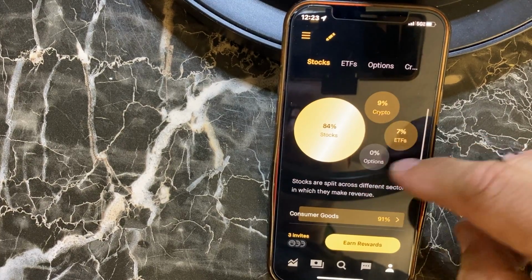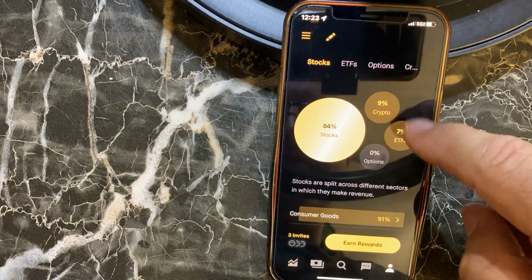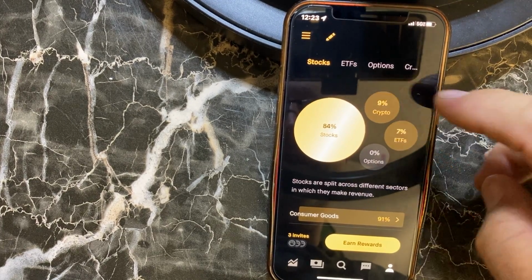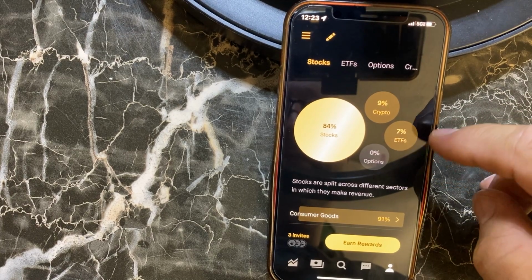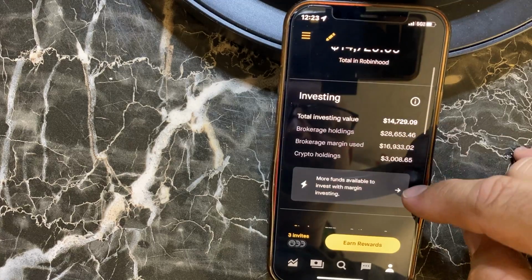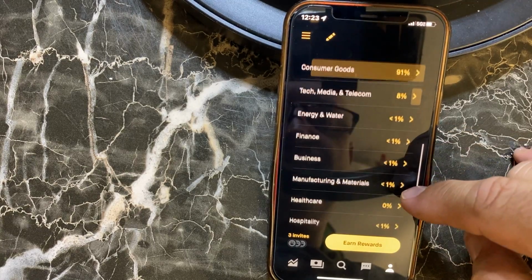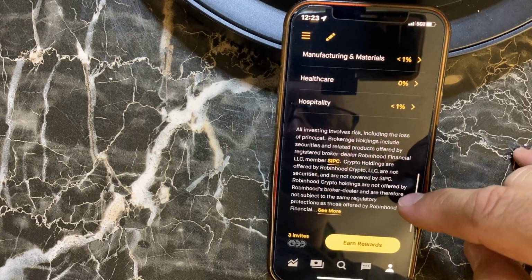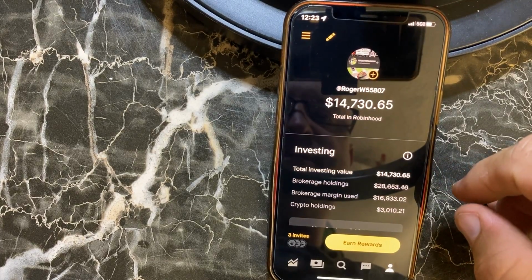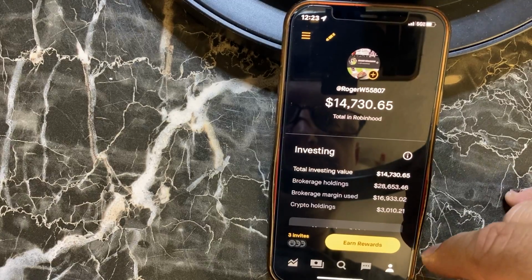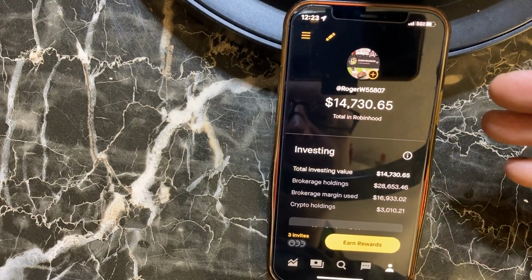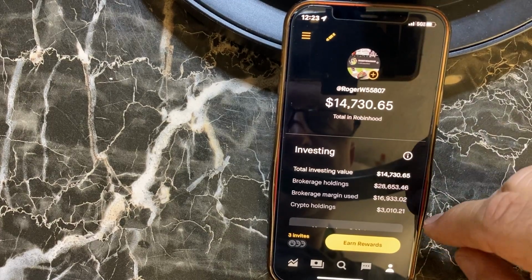And then it shows you what percentage of all your holdings. Like I have most of my investment in Tesla. I only have 9% in crypto and 7% in ETFs. And then it just breaks it down more and more if you want. And they're getting more and more options. But if you just want to start out, you can just buy $1 at a time.